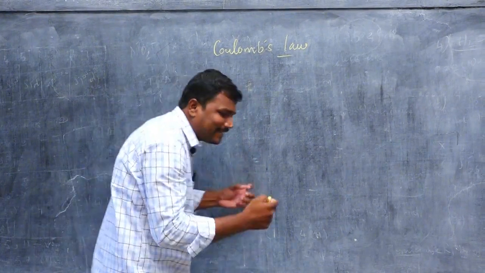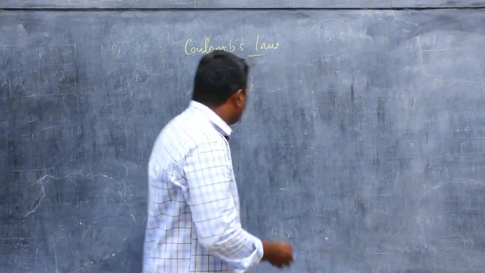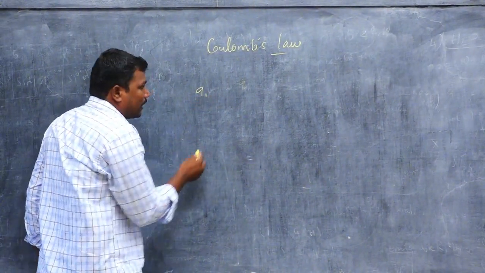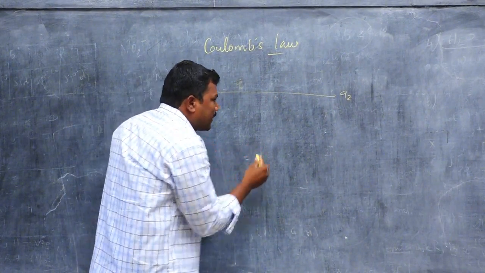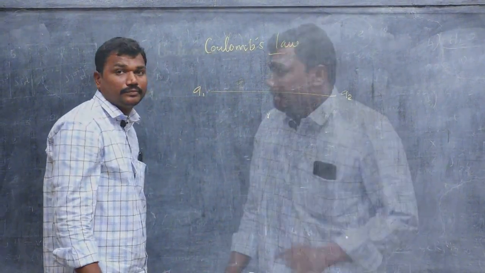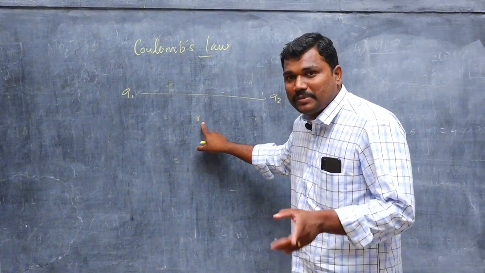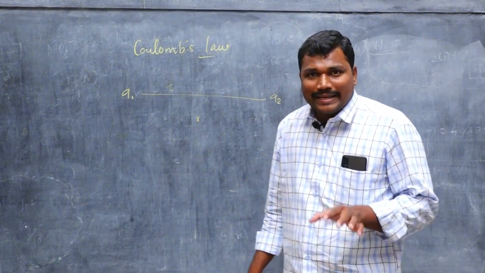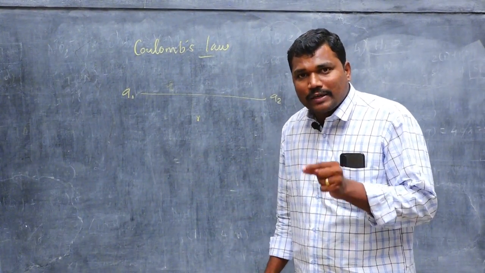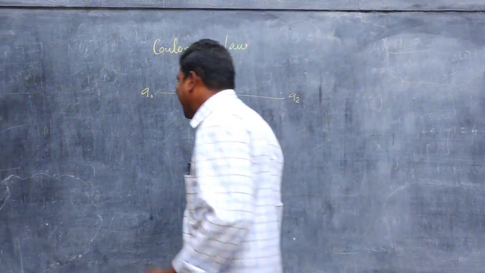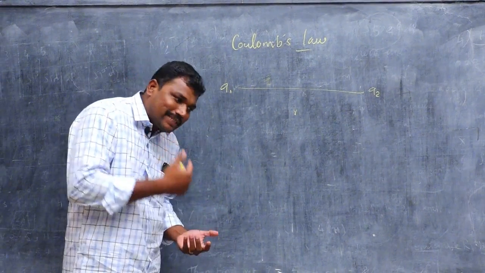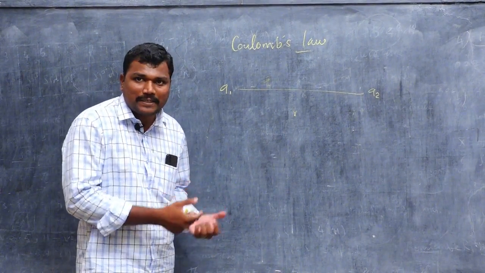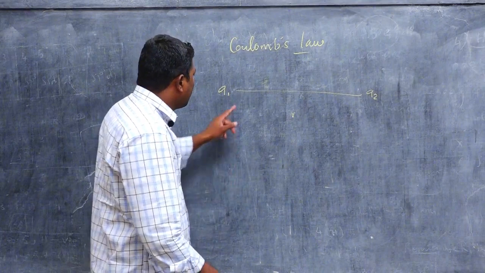Coulomb's law acts between two charges. One charge is named Q1 and the other charge is named Q2, separated by a distance R. The basic idea is that like charges repel and unlike charges attract. So Coulomb's law gives the force of attraction or force of repulsion between the two charges.